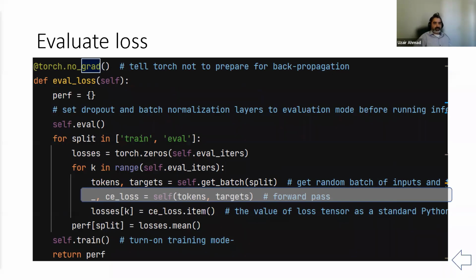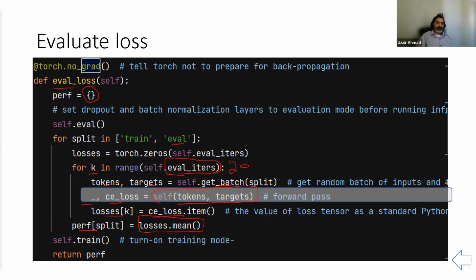And then if it is evaluation phase, for iterations could be 10, 20 times we will produce output. So we will get a batch of inputs and targets and then pass them through the forward network. It will return us the loss and logits. We take that loss and put it in a list. Maybe 20 or 50 times we repeat this, and at the end we take the average of all losses and put them in this performance dictionary.